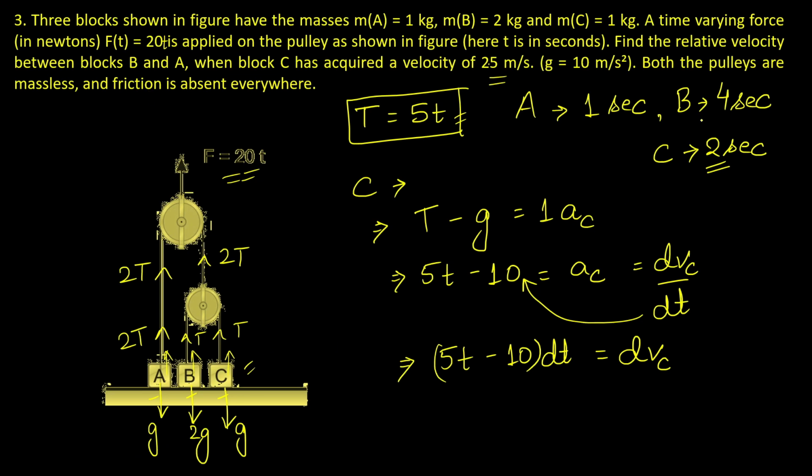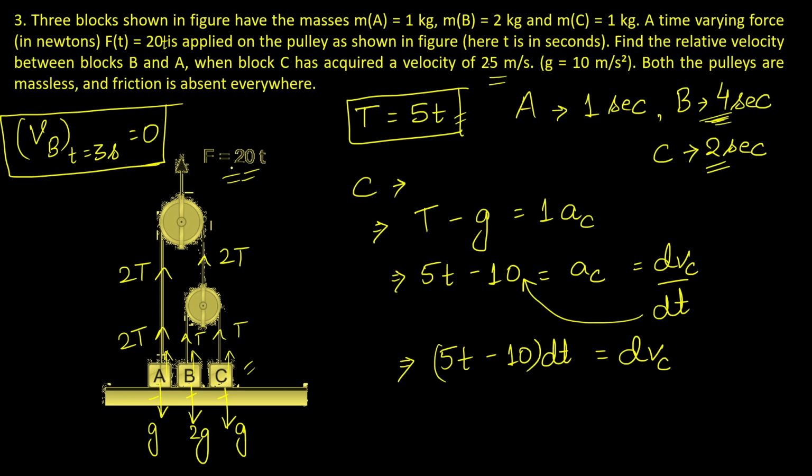Well, B actually starts moving up at 4 seconds. So till the time 3 seconds, it has not started moving up, and because of that it is at rest only. The velocity of B will be 0 at t equals 3 seconds. So yeah, it is already given. Velocity of B at t equals 3 seconds will be equal to 0, because B starts moving up at t equals 4 seconds.